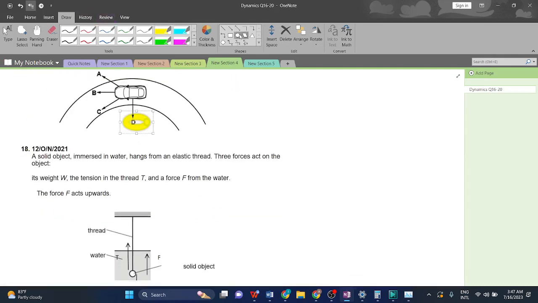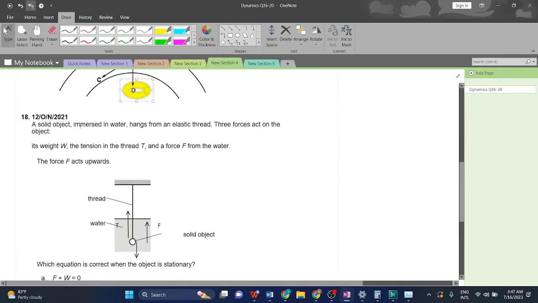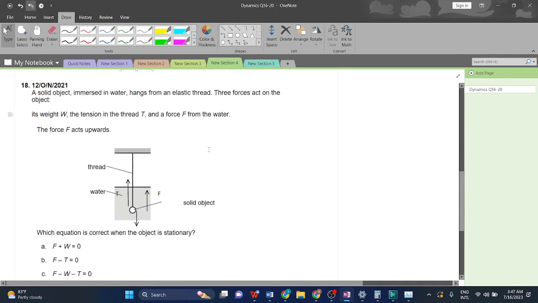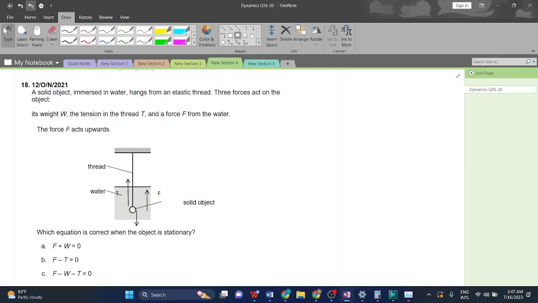Question 18. A solid object immersed in water hangs from an elastic thread. Three forces act on the object: its weight W, the tension in the thread T, and the force F from the water. The force F acts upwards.